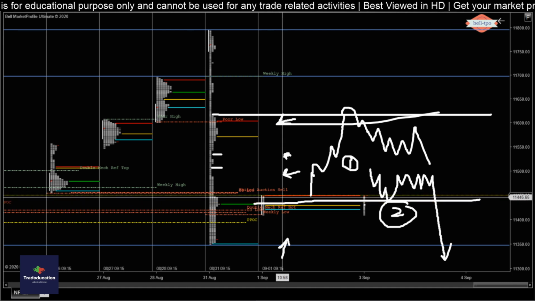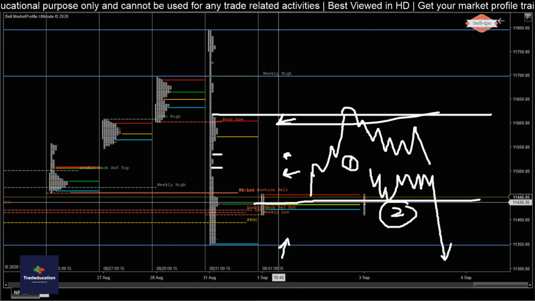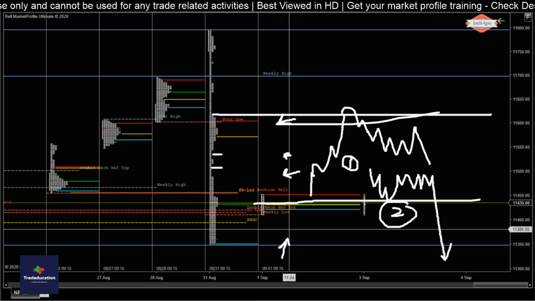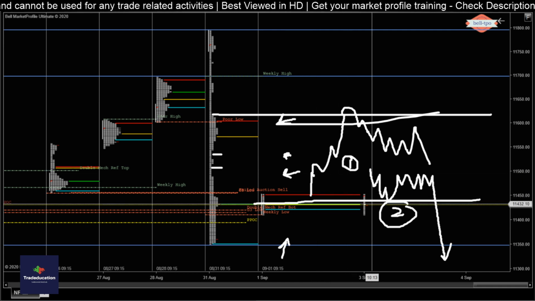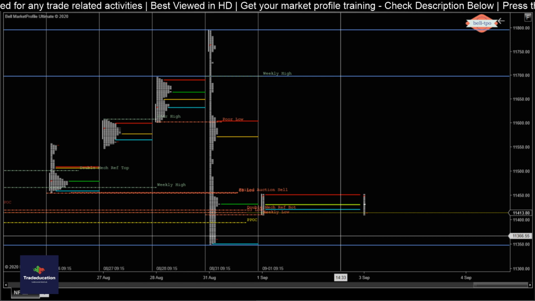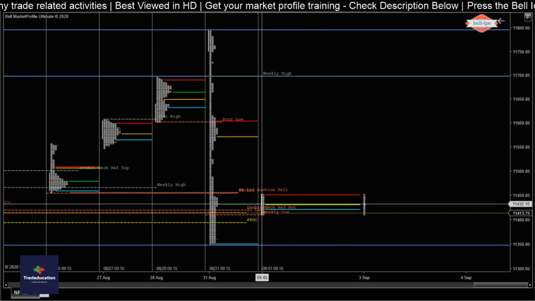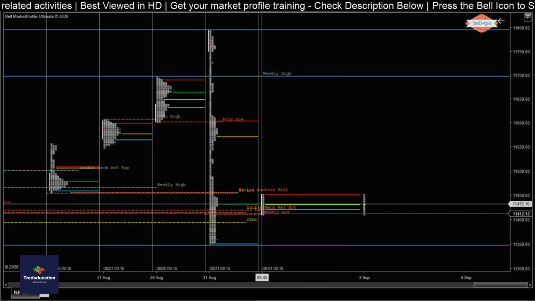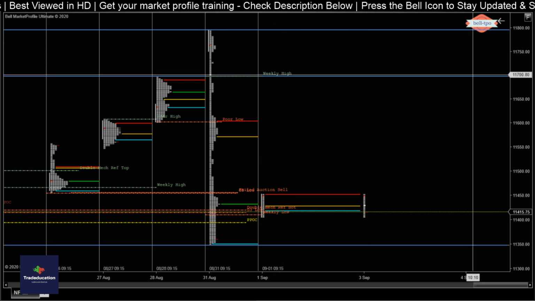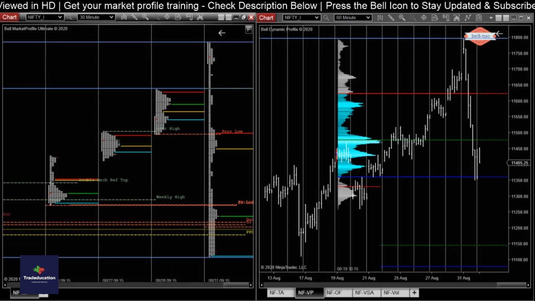Okay, so the auction opened above the POC. It's just trading around the POC. So we need to see whether auction path number 1 or 2 is intact. First of all, this is the reference line, and it looks like the low will be getting tagged. The poor lows will be getting tagged.